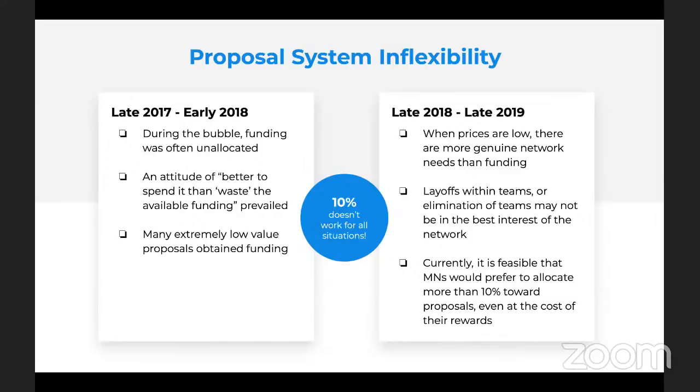And so the hypothesis here is that perhaps during times like that, the masternodes might be willing to allocate more than 10% of the rewards in order to bridge the gap of what's perceived as a temporary price decline. And so I don't think that 10% works for all situations.